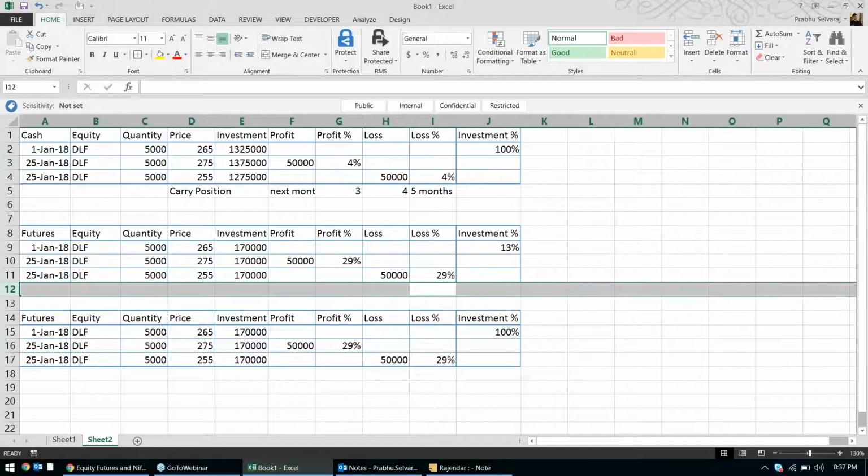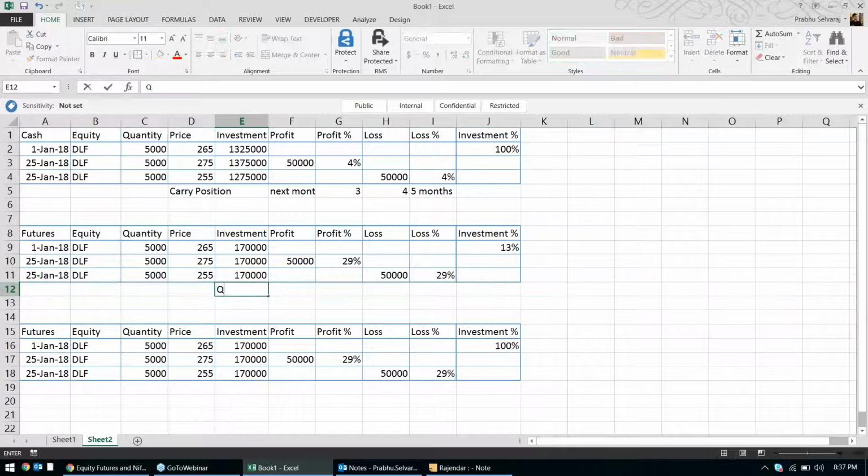However, in the case of futures, I have to square off my position before expiry. Okay, I have to square off my position before expiry.